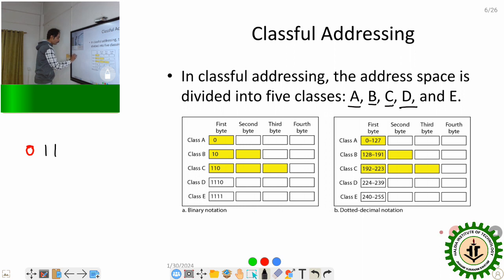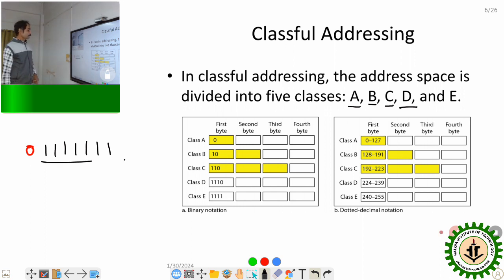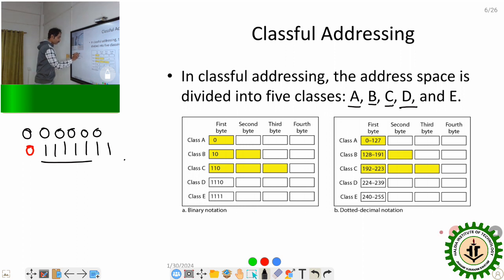So if all the remaining bits are ones, then what will the maximum number be? 127. That's why the maximum range is 127. And we may have all zeros, so the beginning range is 0 and the maximum is 127.